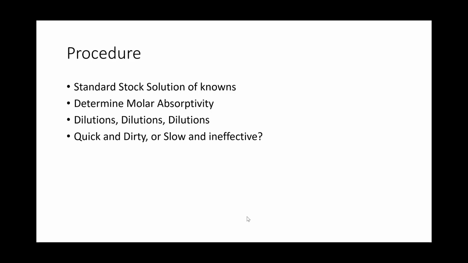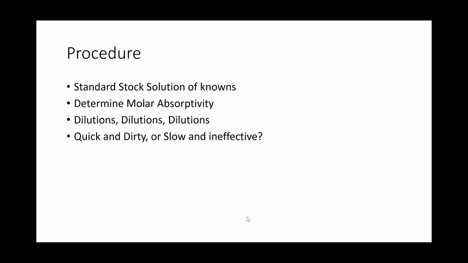So the first thing we might do is we might dilute in a very quick and dirty way a small amount of the standard, kind of get an idea that if we dilute by a factor of 100, what kind of absorbance are we getting? What kind of absorbance can we measure in the UV-Vis instrument? So very often a quick and dirty experiment can save you a lot of time later.